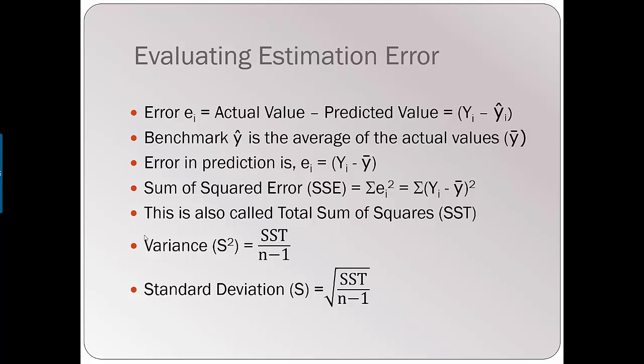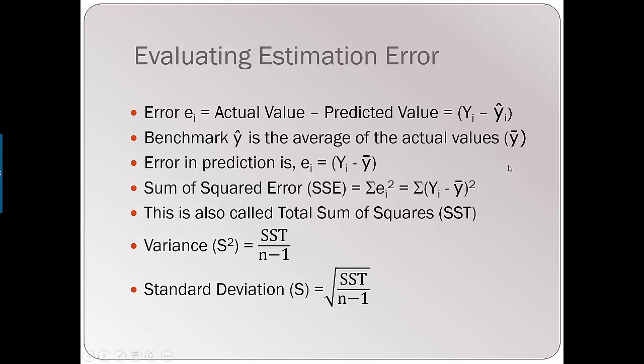Okay, so evaluating the estimation error. We already discussed this. Actual value minus predicted value, y minus y hat, with y hat being the predicted value and y being the actual value. That's your error. And the benchmark model for coming up with y hat is the average.